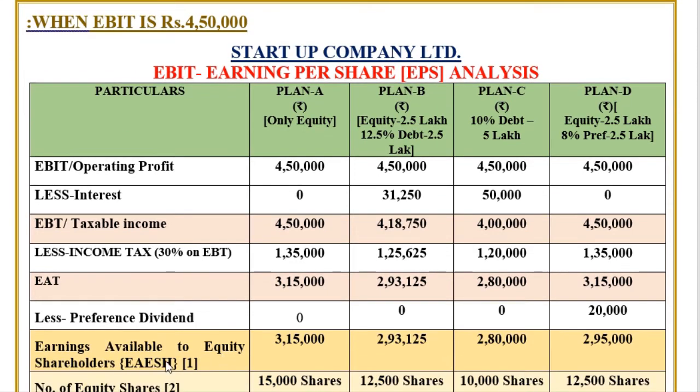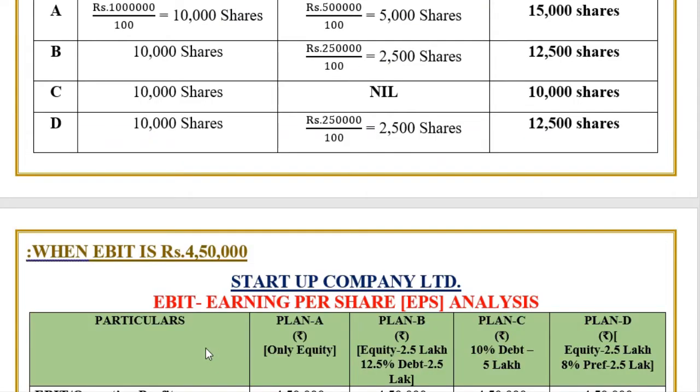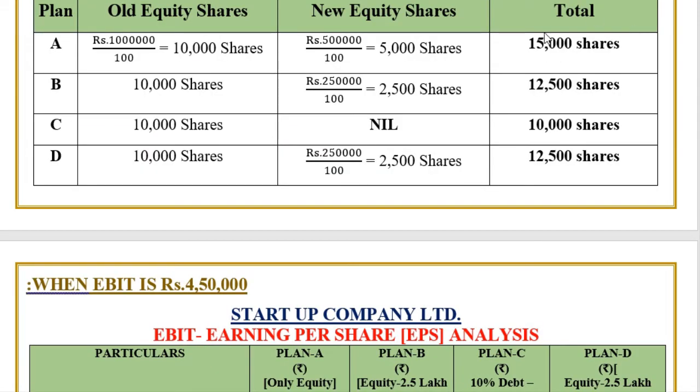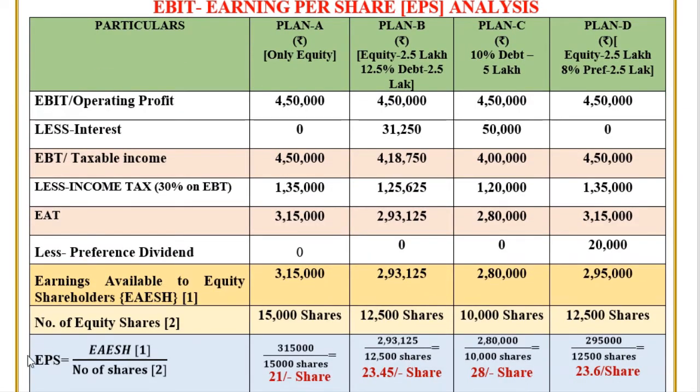So then calculate number of equity shares. Number of equity shares you already calculated here, working note number E calculations, ಬರ್ಕೊಳ್ಳಿ. So just ಬರ್ಕೊಂಡು then EPS ನ calculate ಮಾಡಬೇಕು. What is the formula to calculate EPS? Earnings available to equity shareholders divided by number of equity shares. So here earnings available to plan A is 3,15,000 divided by 15,000 shares, 21 per share. So you do similar calculations in other plans also.